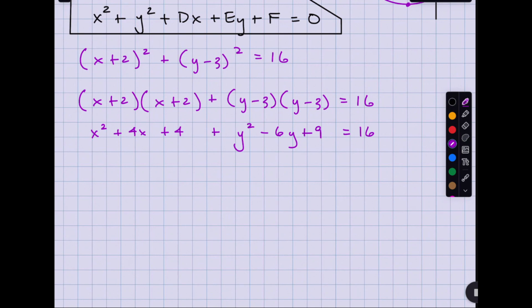And then to get to the general form, I have to get everything to one side. So I'm going to have x squared plus y squared plus 4x minus 6y minus 3 equals 0. That is my general form. Does everybody understand where that minus 3 came from?